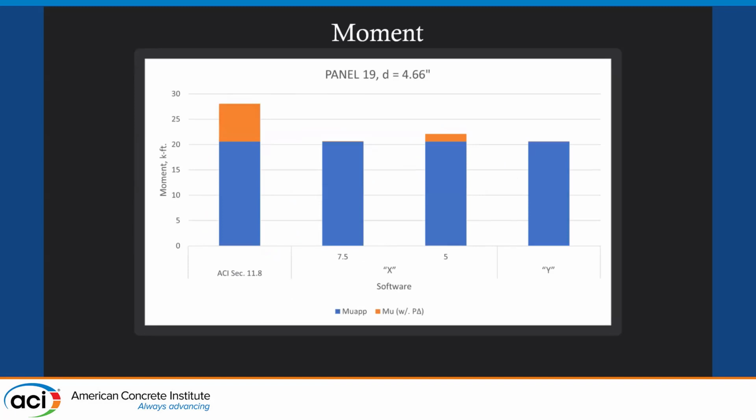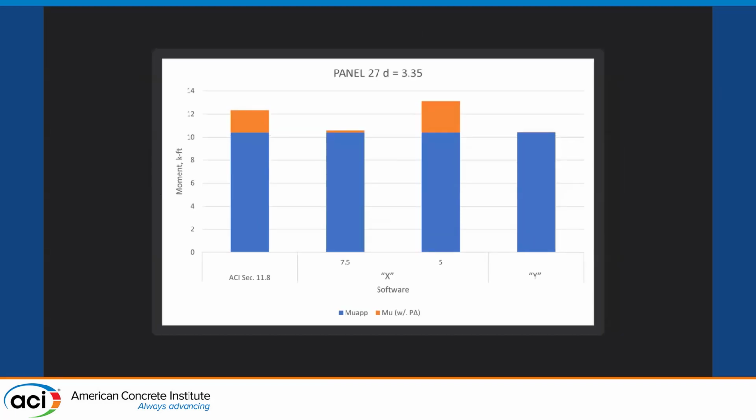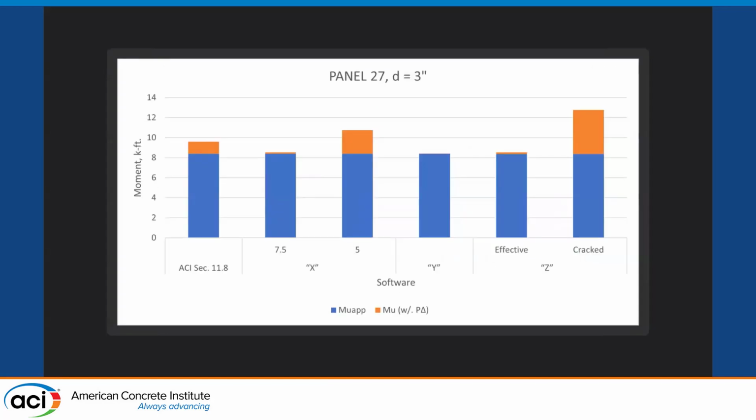So here are some moments. You can see 2 moments. There's a blue portion, which is the primary applied moment due to lateral and eccentric loading, but not including P delta, and the orange represents P delta. All the programs found the primary applied moment appropriately, but there was a big discrepancy within the computations of P delta effects. And here you can see ACI assumes the section is cracked based off of that equation that I showed you, which overestimates P delta effects.